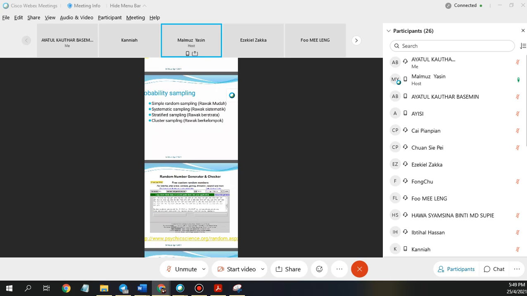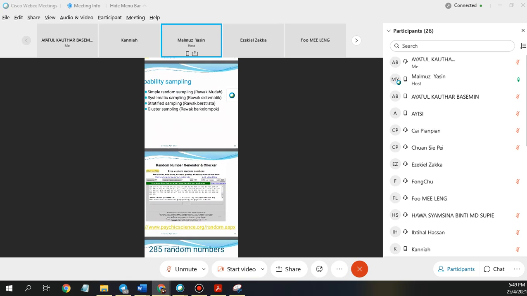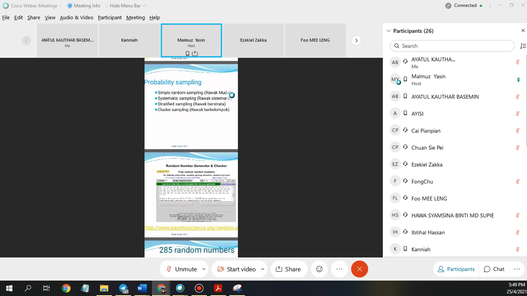For example, let's say I want to do some research on students' preparation towards their examination, for example Form 5 students in public schools. In the Skudai area, for example, 5 or 6 schools in Skudai. Every school has roughly 200 Form 5 students, and we have 5 schools. 200 times 5 is 1,000. So the population is 1,000.